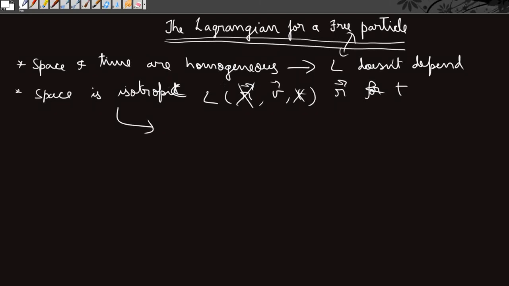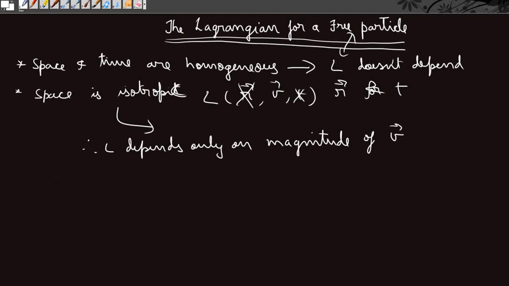So since space is isotropic, it implies that there is no special direction, or in other words, the free particle behaves the same way in any direction of your choice, and therefore it should not depend on the direction of velocity also, which implies L depends only on the magnitude of v. And how do we get the magnitude of v?